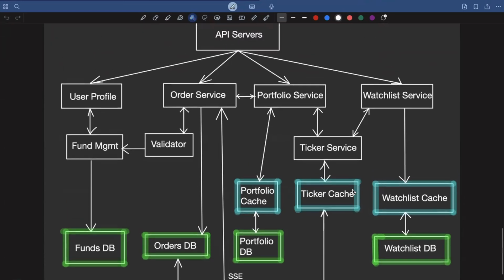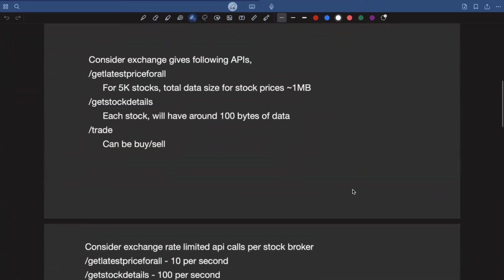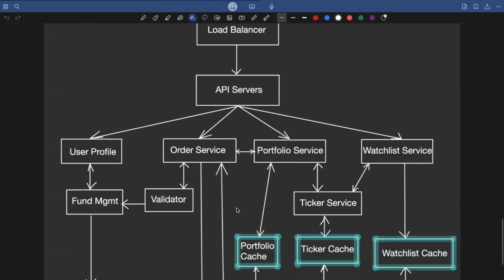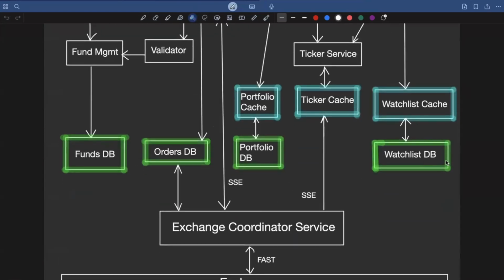I think I got it right. Let me check the calculation. So watch list will have 100 stocks, and per stock say 20 bytes. So 2000 bytes per user, and there are around 10 million. So 20 GB of data will be in the cache, and 200 GB of data for 100 million in the data store. So 20 GB in the cache and 200 GB in the DB for watch list.